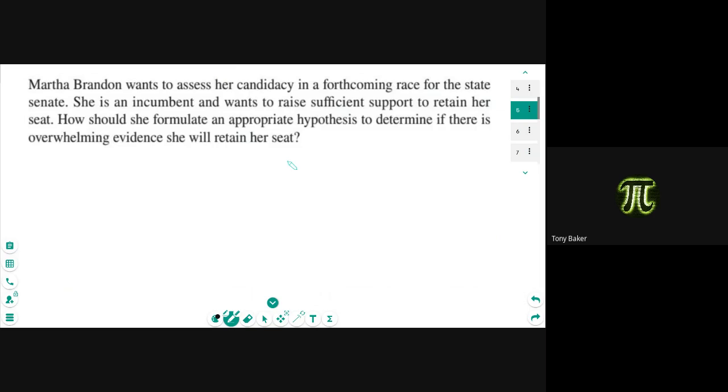So, Martha Brandon wants to assess candidacy for the forthcoming race for state senate. She is incumbent and wants to raise significant support to retain her seat. How should she formulate an approach to a hypothesis to determine if there's overwhelming evidence that she will retain her seat? So what is the null hypothesis?